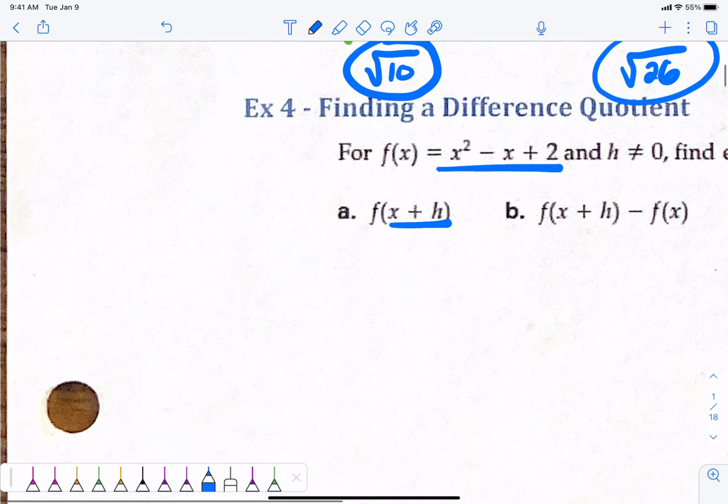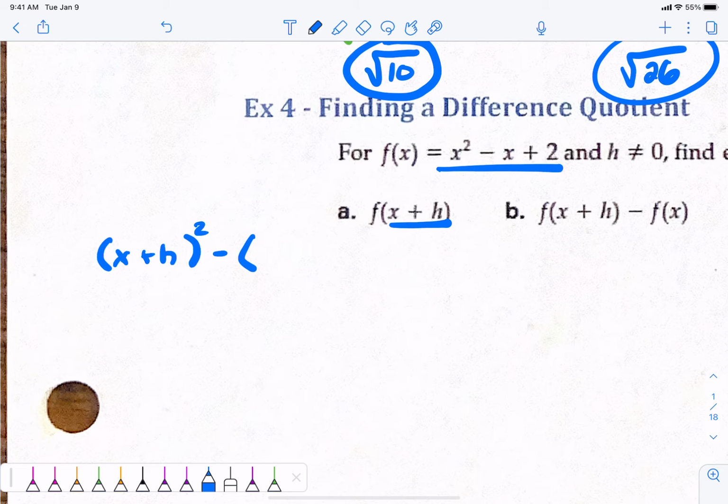So start off to the left quite a ways. (x + h) squared, we're going to square that, minus (x + h), plus 2. We're just plugging that stuff in. Do you see where I'm getting those numbers from? Yeah? Okay.